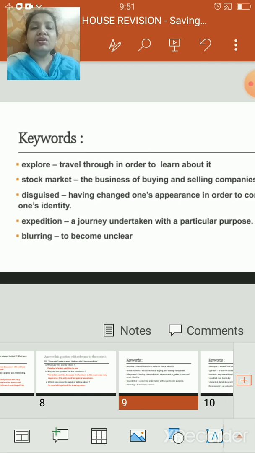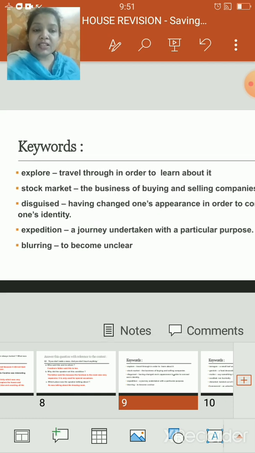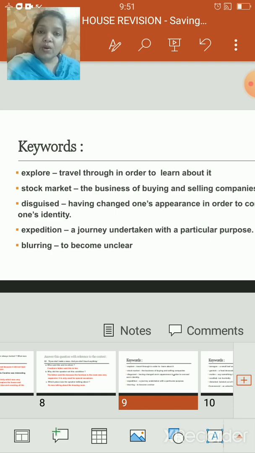So now children, we will quickly go through the keywords, as we know that keywords are a very important part of the lesson and we are supposed to know each and every word properly so that we can connect it between the two words. Explore, it's very important and very easy. Explore means travel through in order to learn about it. Explore means when we are traveling and while traveling we are learning something. Stock market. Stock market means the business of buying and selling companies.